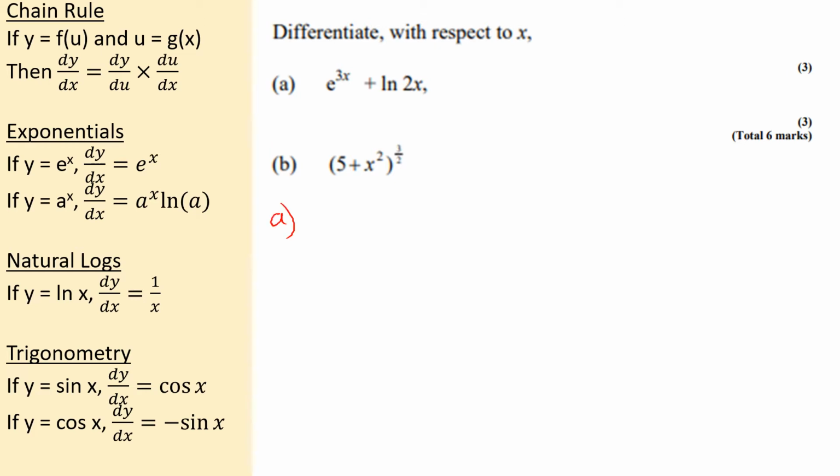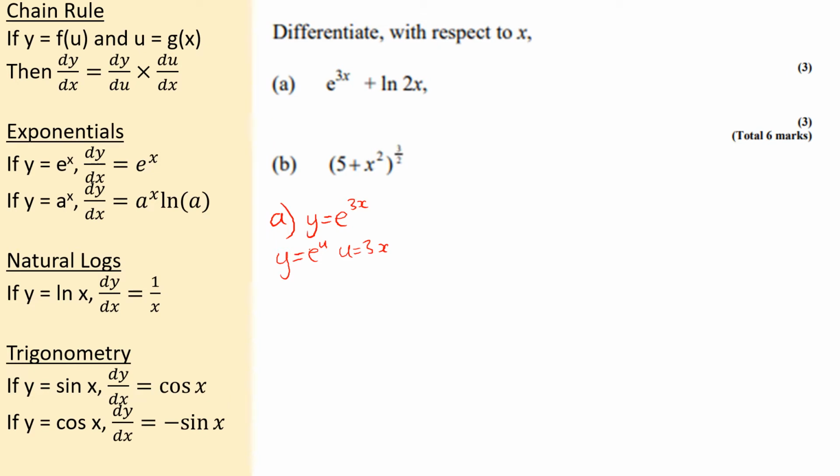So for A, we've got e to the 3x and ln of 2x. Now those are two separate terms, so we're going to differentiate them separately. Let's do e to the 3x first. So let's say if we just had e to the 3x, then we'd be saying, chain rule wise, y equals e to the power of u, and u equals 3x.